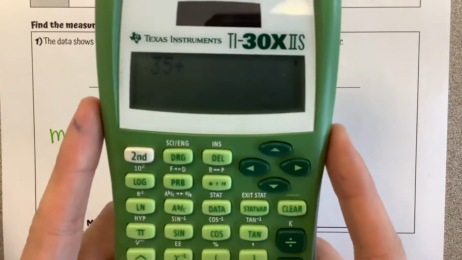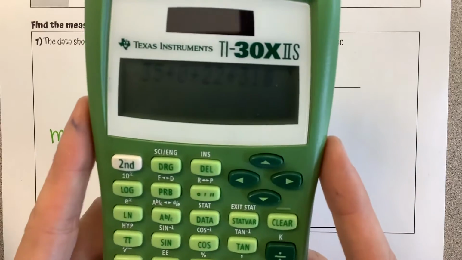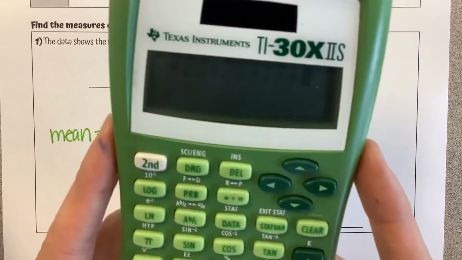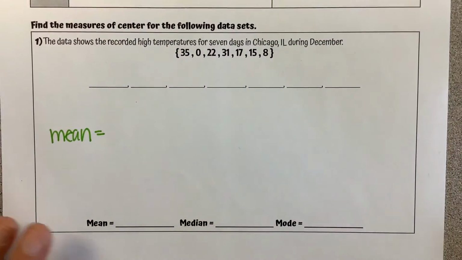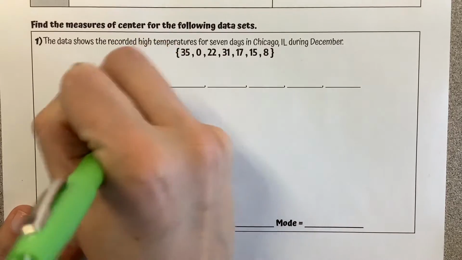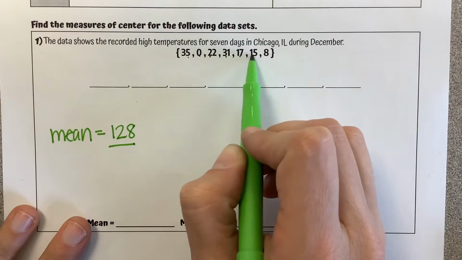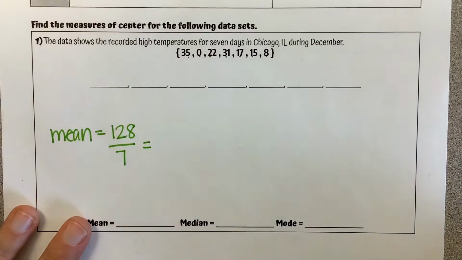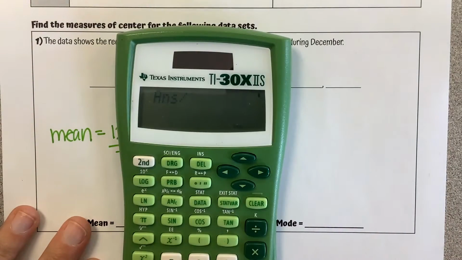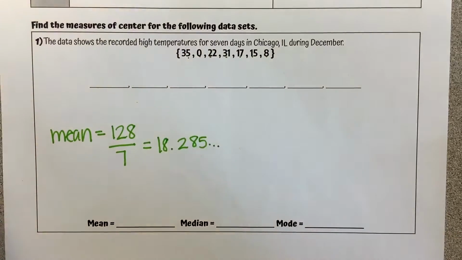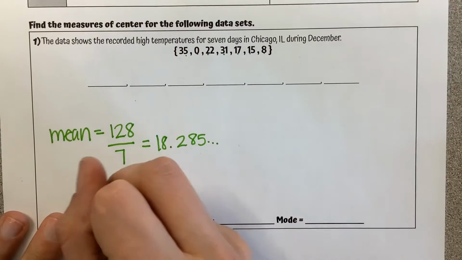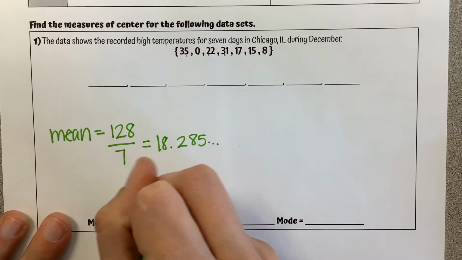35 plus 0 plus 22 plus 31 plus 17 plus 15 plus 8, and I get 128, divided by, there was 1, 2, 3, 4, 5, 6, 7 days. When I divide 128 by 7, I get 18.285 and so on. And I'm going to round that to the nearest tenth, which would be about 18.3.